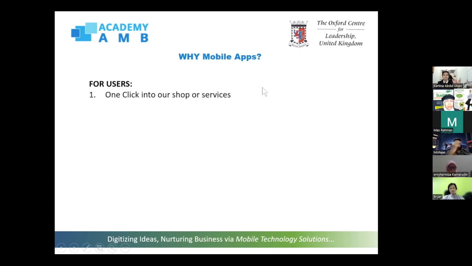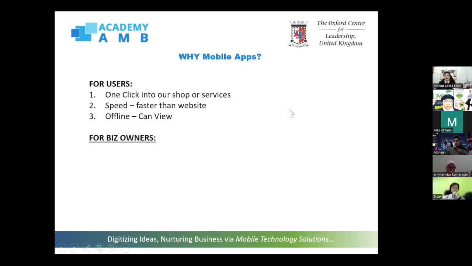So for users, why mobile apps? One click into our shop or services. Speed. Because I do apps a lot, I go to websites and I use mobile apps. Although sometimes we see a website is fast, a mobile app is faster. And the great advantage about a mobile app is that with no internet service, your user can still view your things. The word is view, ladies and gentlemen, not purchase. Purchase still needs internet, email, and so on. But they can still view your product and see whatever content is inside your app. That is one of the greatest usages of mobile apps. Your business doesn't stop, even if it's offline. They just cannot buy, but they can view.